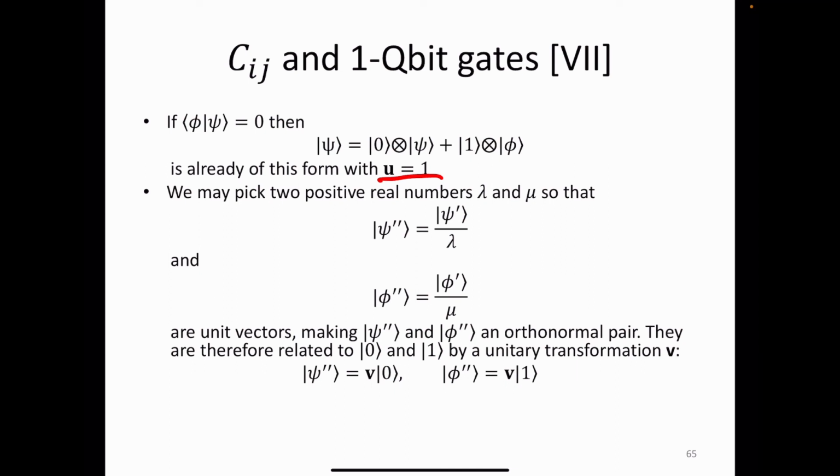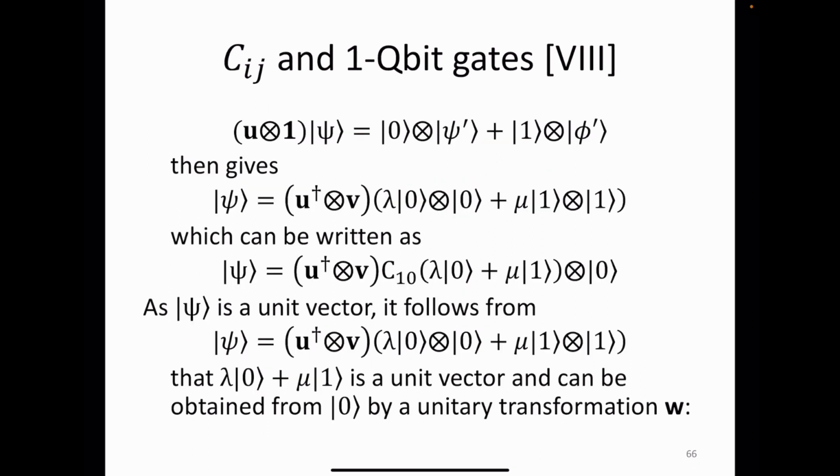So we now may pick two positive real numbers, lambda and mu, such that psi double prime equals psi over lambda and phi double prime equals phi over mu, which are unit vectors making psi double prime and phi double prime an orthonormal pair. And they are therefore related to 0 and 1 by a new unitary transformation V. So we can say psi double prime is given by V applied on the state 0, and phi double prime is given by V applied to 1.